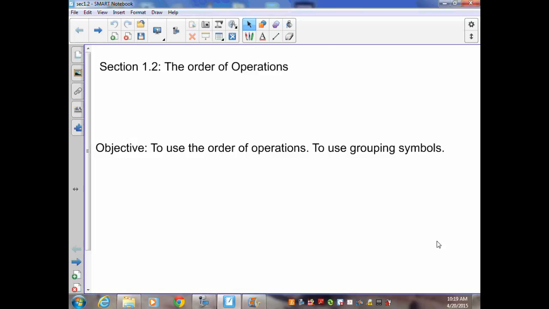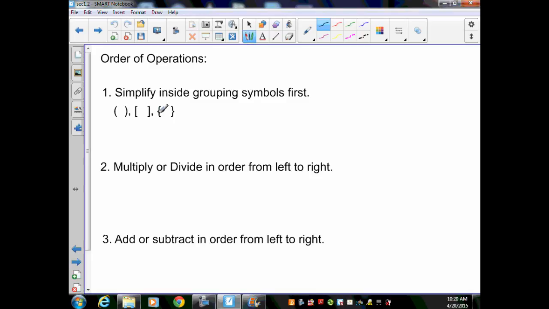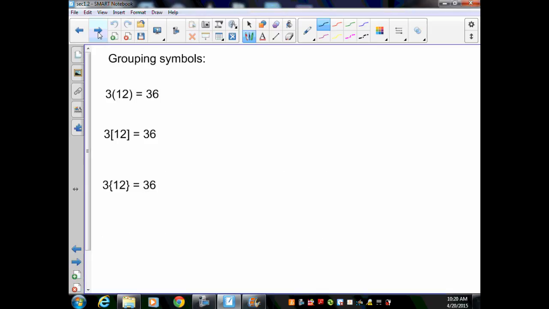Section 1.2, the order of operations. Here are the order of operations. 1, I want to simplify inside grouping symbols first. Our grouping symbols can be parentheses, brackets, braces, and even absolute values when we get to that point. Number 2, multiply or divide in order from left to right inside the expression. And then number 3, we want to add or subtract in order from left to right inside the expression.